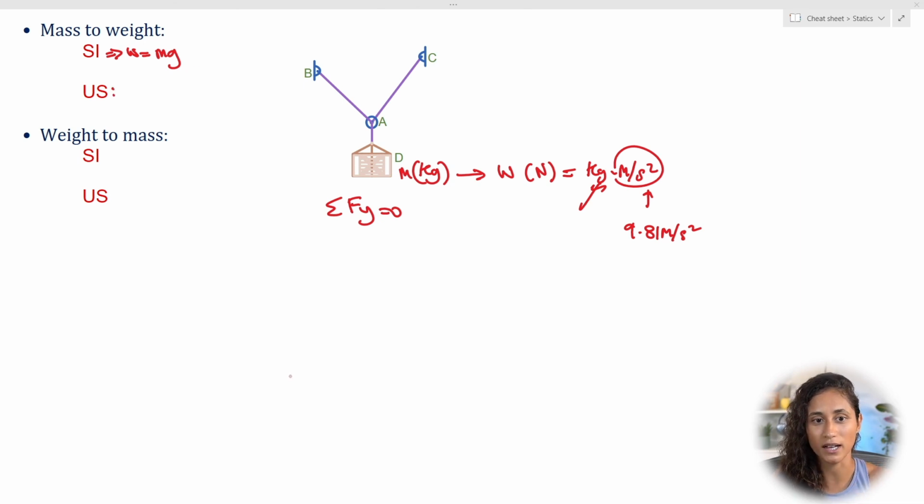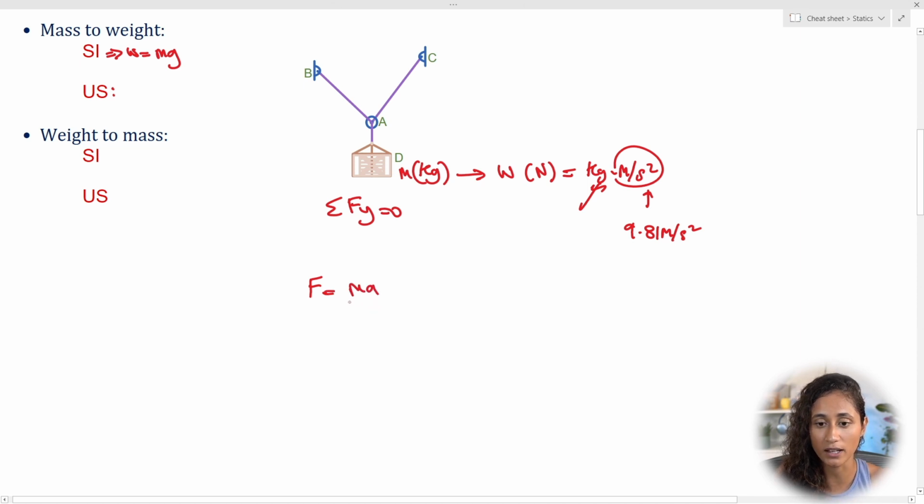Now let's take a look at US. So when we're dealing with US, you guys gotta be careful because there is gc, right? So earlier when we did force is equal to ma, when we're dealing with US, we always have to divide by gc, right? And gc is the constant, which is 32.2 pound mass feet per pound force second squared. So here, when we're trying to convert mass to weight, we actually do mg and we have to divide it by gc. So whenever we convert from mass to weight or weight to mass, we always have to use gc. So keep that in mind, guys.